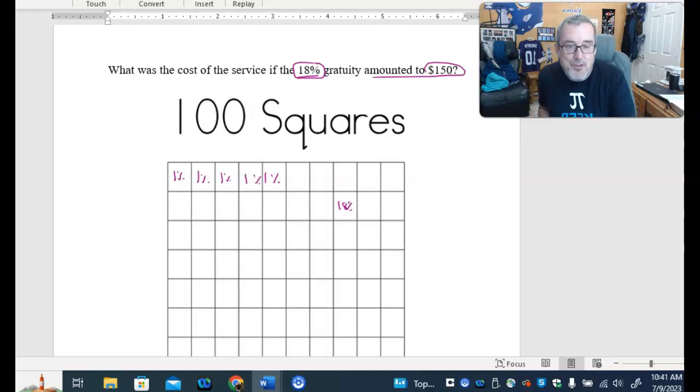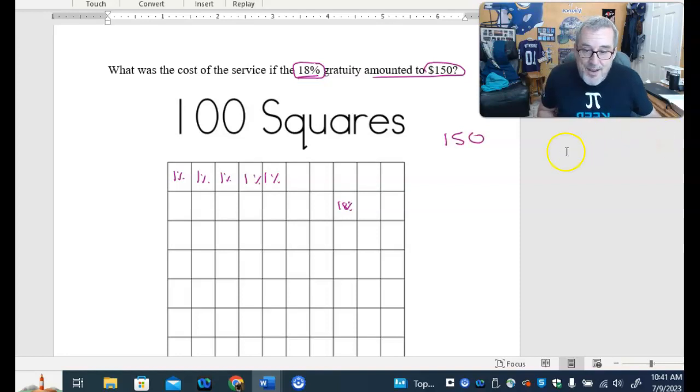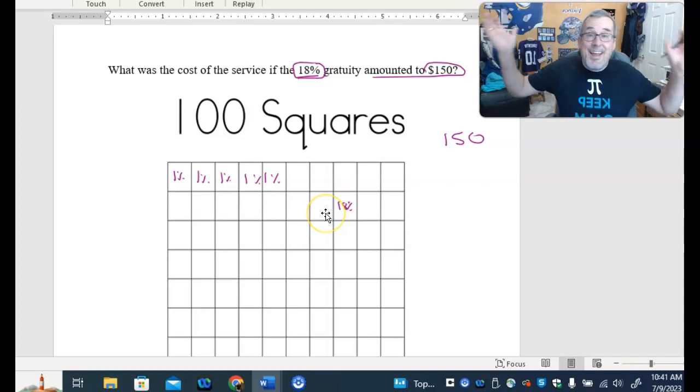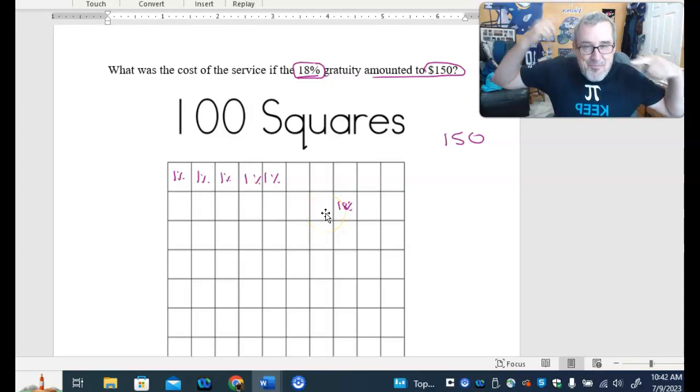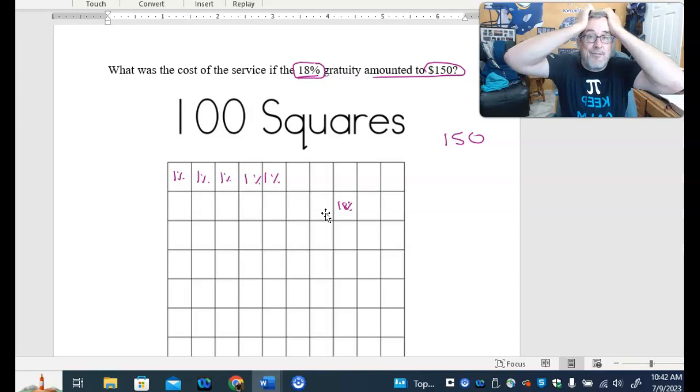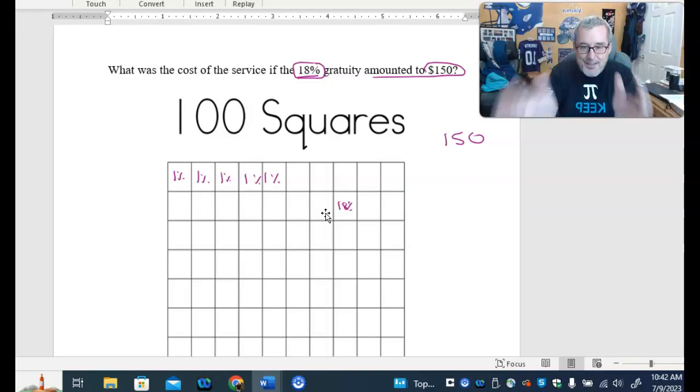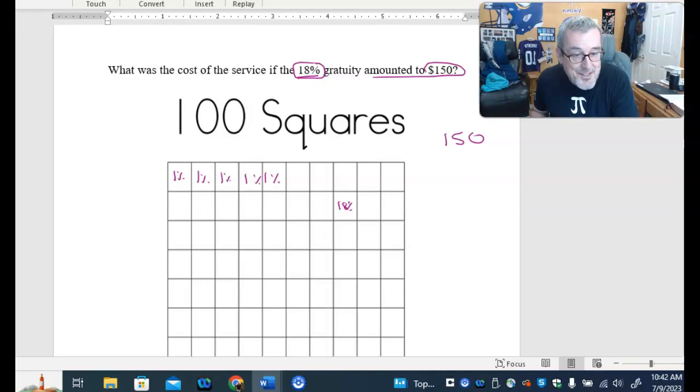Okay, so how much money would be in 18 of the squares? $150. Therefore, how much money would be in each square? So $150 would have to fit in 18 of the squares. So if I took 150 and equally split it up into each of the 18 squares, hey, that's division. Do you see what I'm trying to get at here? I'm trying to mimic the thinking. Students are thinking, following their noses, and they're like, well, I need to put the $150 into 18 squares since it's 18%. That's a division problem. So 150 divided by 18 would be how much money goes into each of those squares.